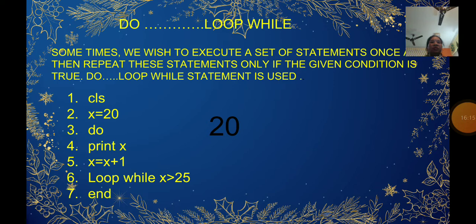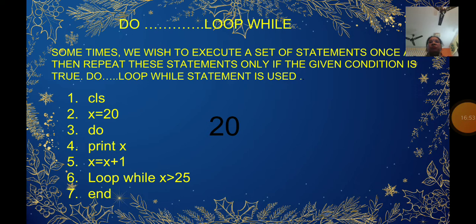The x value is how much? 20, right? That means x is greater than 25 is false. So this program will print the value of x only once, and then check the condition. If the condition is true, it will repeat the statements within the do loop. But here 20 is greater than 25 is false, so it will not repeat the statement.